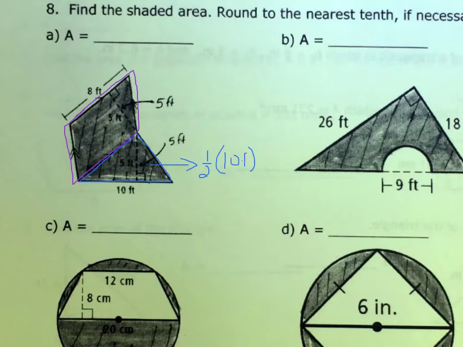Okay. And the height? That would be 5. Okay, so 1/2 times 50, and that would be 25 when you put that into the calculator, so it's 25 square feet.